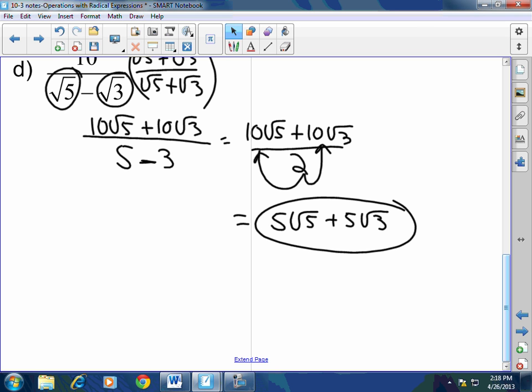Homework is valid. Can I add that? No, because they're not the same radicands.